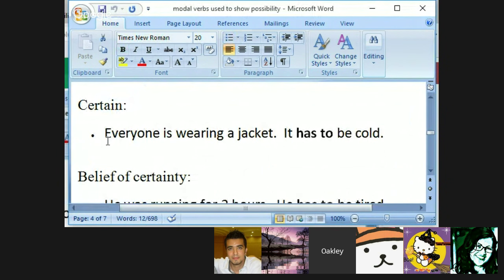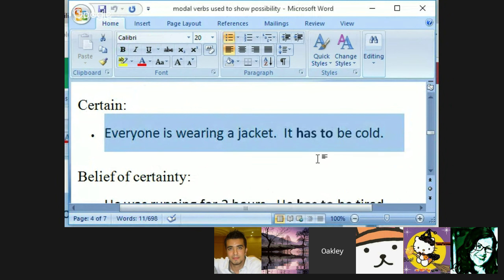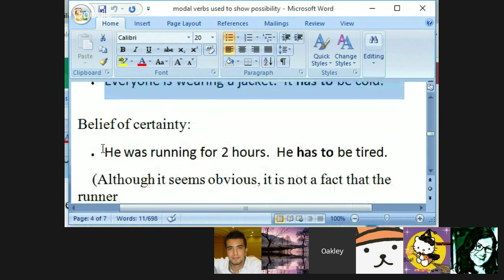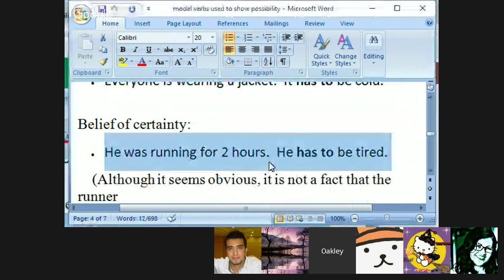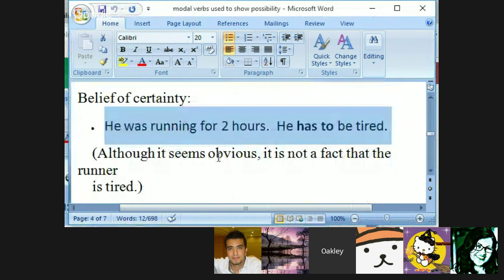Really the same thing. Everyone is wearing a jacket. It has to be cold out. You're certain, 100%. He was running for 2 hours. He has to be tired. Again, it's exactly like must. Why would you use must? Why would you use has to show probability?